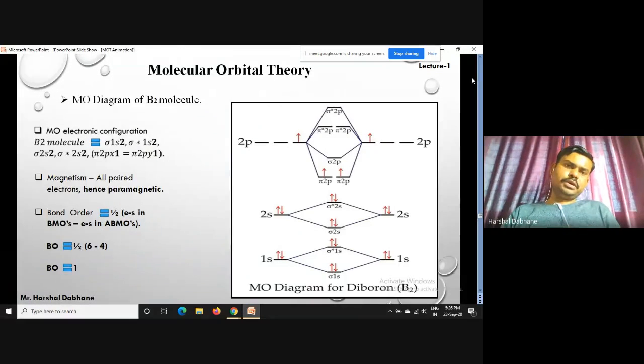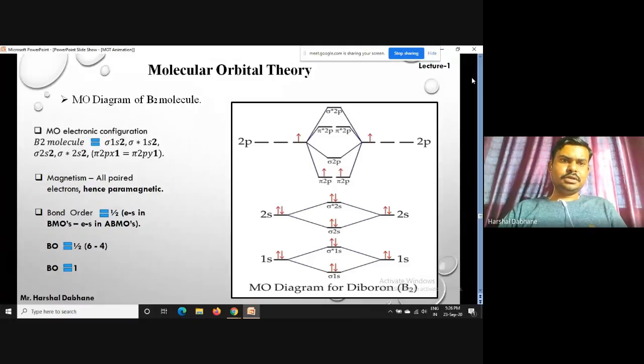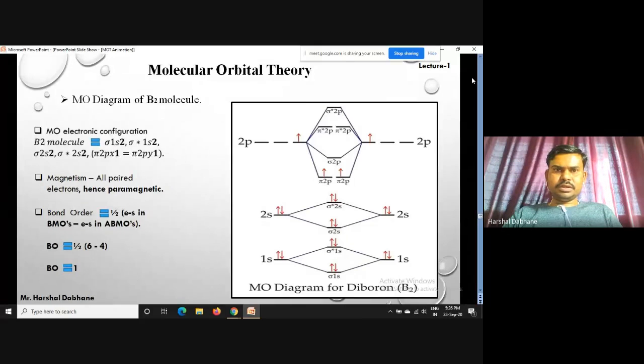Okay, so you are talking about B2 molecules. This is a simple molecule. Boron has atomic number 5. We have two boron atoms over here, and collectively we have 10 electrons. So here we have three types of atomic orbitals: 1s, 2s, and 2p.